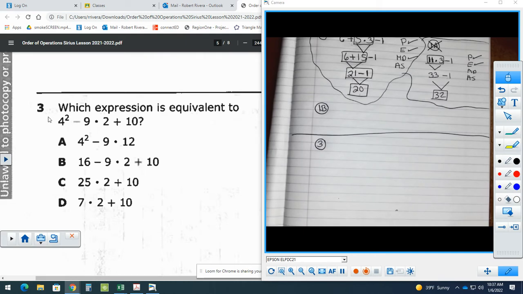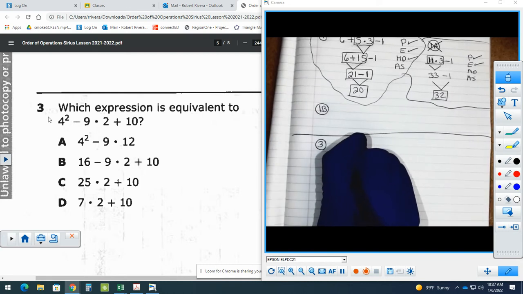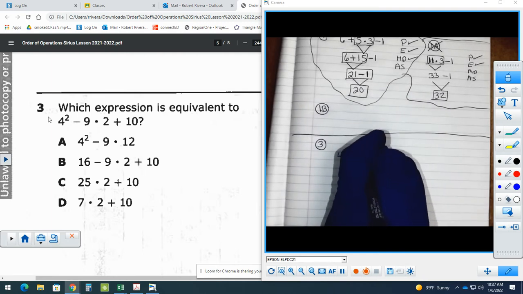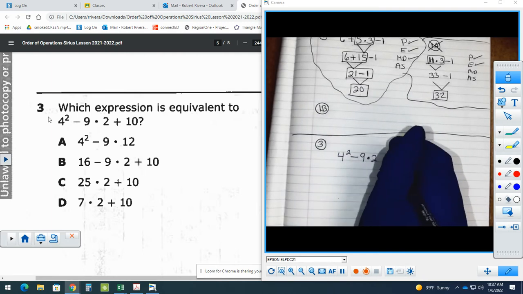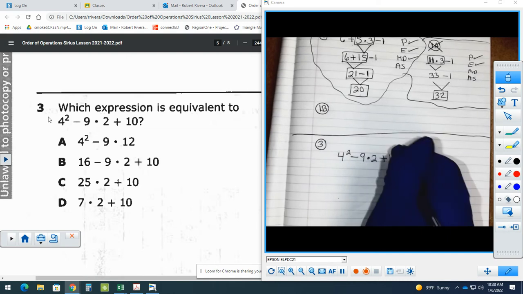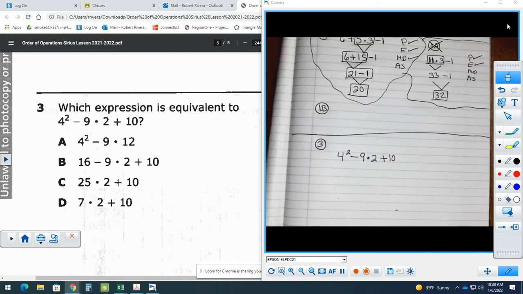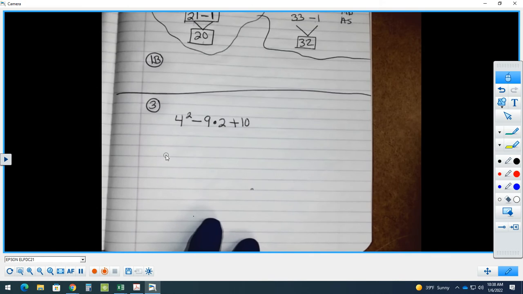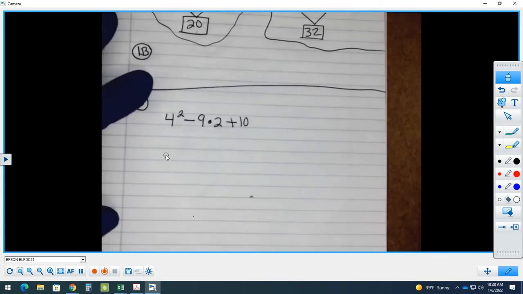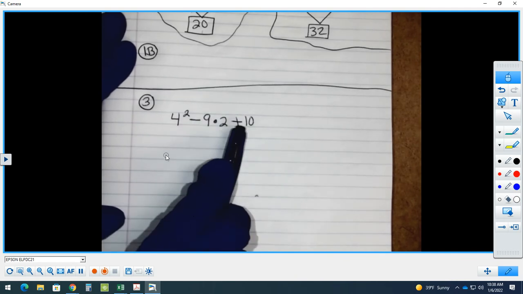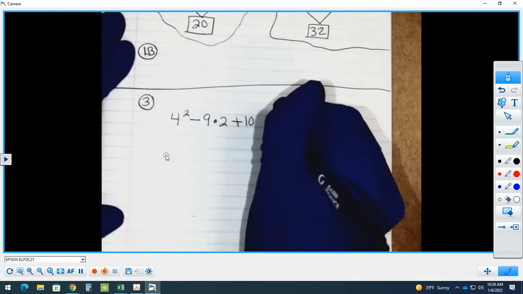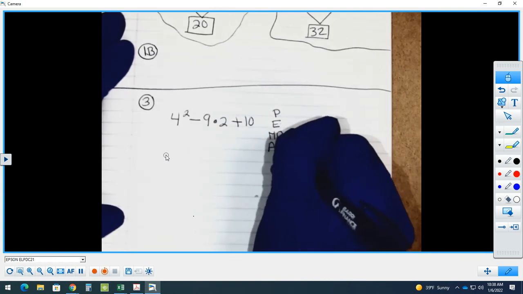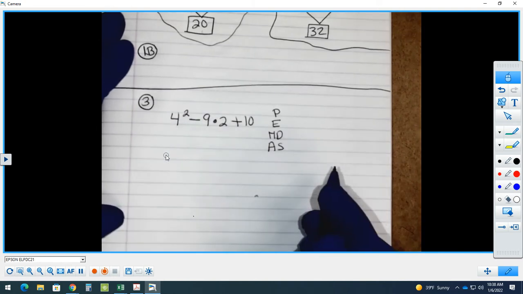Number three says 4 to the second power. So it has an exponent, 4 to the power of 2, minus 9 times 2 plus 10. Let me make it larger so you can see better. It has an exponent, a subtraction, a multiplication, an addition. Because of all those operations, I need to use my strategy of PEMDAS, the order of operations.